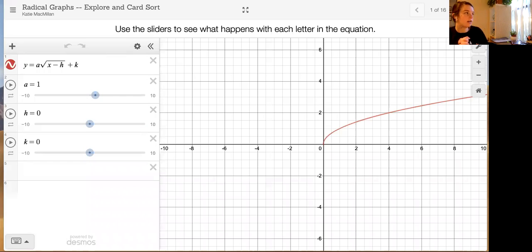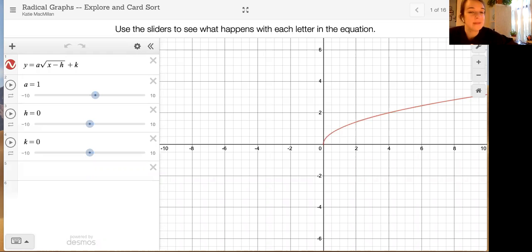Today, we are going to explore a new type of graph, which is a radical graph. We've been dealing with adding and subtracting and multiplying these square roots and cube roots. And now we are going to jump into what they look like on a graph.